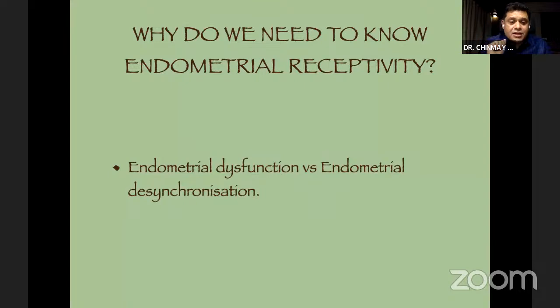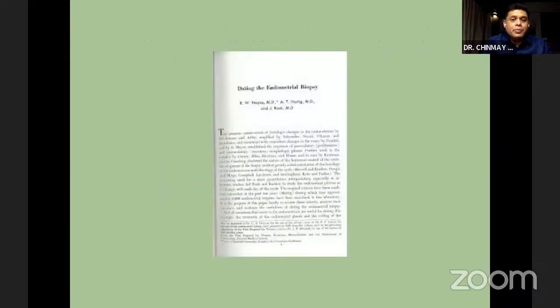Whenever the IVF cycle fails, the first thing we advise them is let's do the hysteroscopy to rule out the infection, to rule out the polyp, to rule out the septum, to rule out chronic endometriosis, and so many other things. That essentially means we are addressing endometrial dysfunction. We are not addressing endometrial desynchronization. So after doing hysteroscopy, you will get to know about dysfunction, but what about desynchronization? And for that, measuring endometrial receptivity is also equally important.